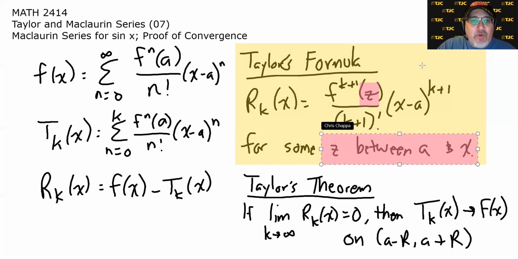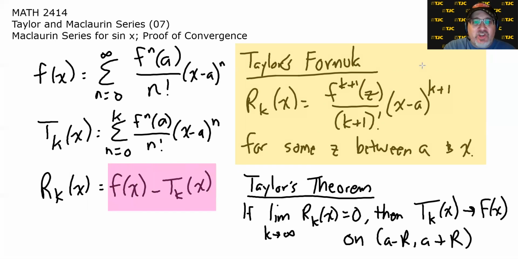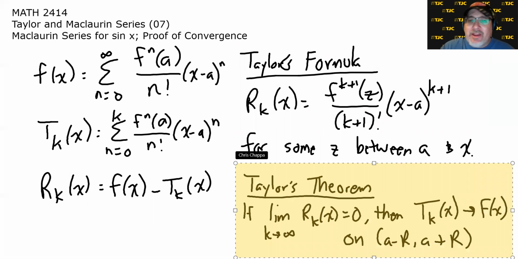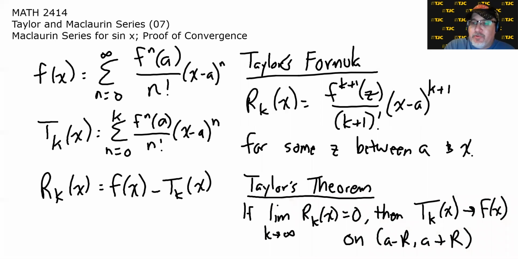And by representing the remainder as a single term, instead of this difference, which would be a function minus an infinite number of terms, we can take advantage of Taylor's theorem, which says if the limit as k approaches infinity of the kth remainder is equal to 0, then the Taylor polynomials do approach the original function on some interval centered at the center. So finding the series is going to be pretty easy, and showing that it converges to sine of x will also actually be pretty easy. You just have to get accustomed to how these things look.